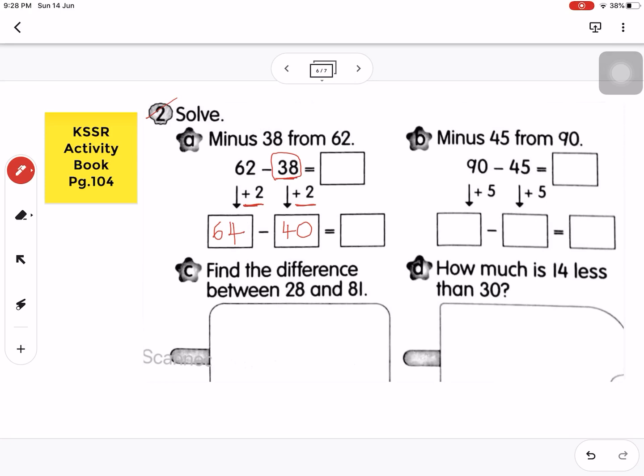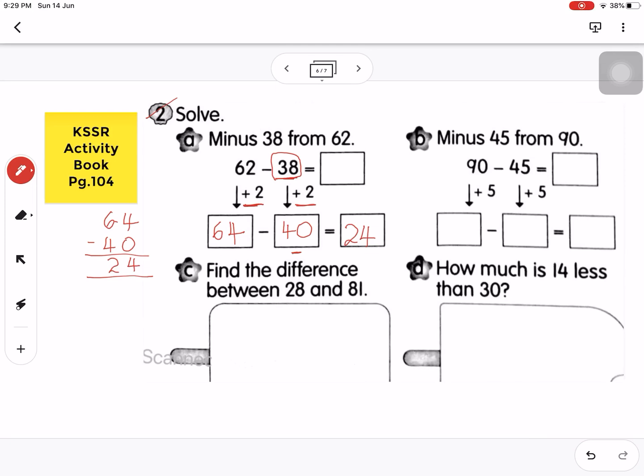After you change the number to the whole number, now it will be easier. No need to borrow. You can straight away minus. I can show you the standard written method here. 64 minus 40 will become easier, without any borrowing. 4 minus 0 will get 4. And 6 minus 4 will get 2. So the answer is 24.